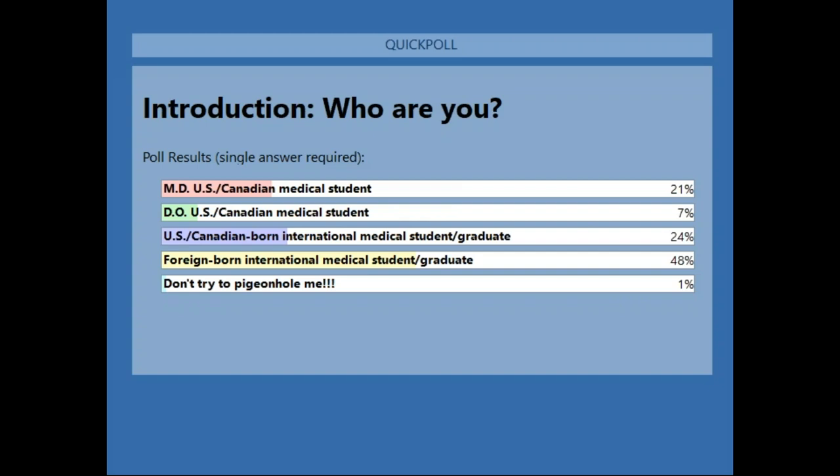So what you see here is we got quite a few folks who are IMGs, international medical graduates. The majority of the IMGs are from outside the United States. A quarter are from inside the United States. We also have roughly a quarter of the group U.S. med students. So welcome everybody. It's a nice spread of folks from all over the place, and perhaps even internationally as well, outside the United States.